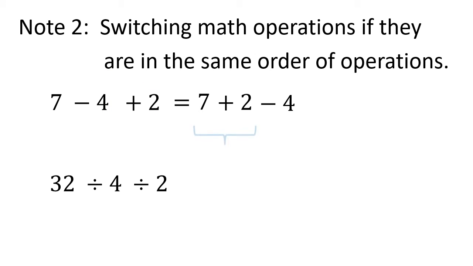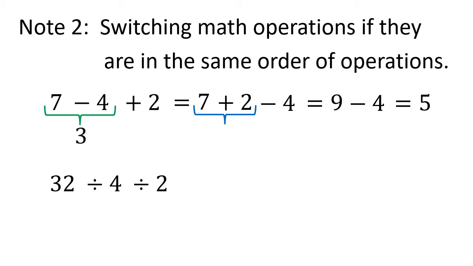7 plus 2 is 9, and -4 stays the same. Now 9 minus 4 is 5. Let's double check the original question. 7 minus 4 is 3, and 3 plus 2 is 5, so the answers are the same.